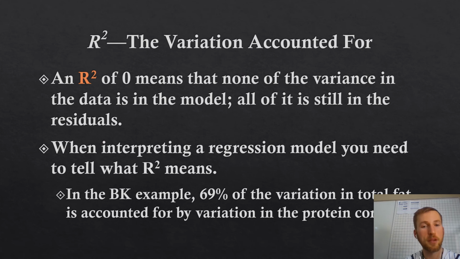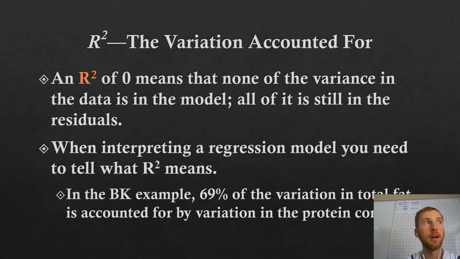Now, if we have an R squared value of 0, that means that none of the variation in the data is in the model. All of it is still given to our residuals. And when interpreting a regression model, you need to tell what R squared means. So in our Burger King example, we would say 69% of the variation in total fat is accounted for by the variation in protein. Now, this is something we're going to talk about in class. I have a really good example that makes R squared much clearer.